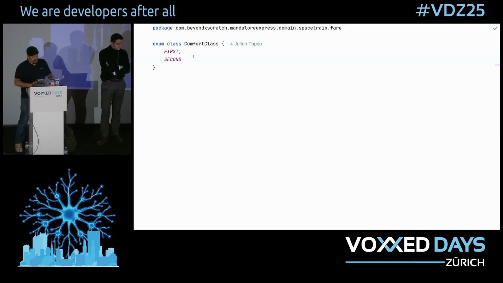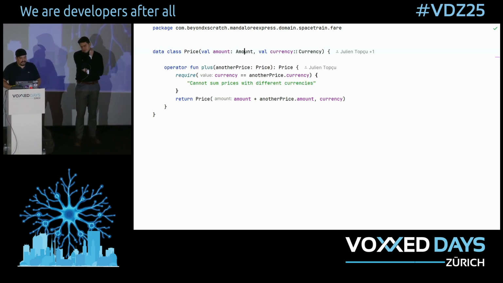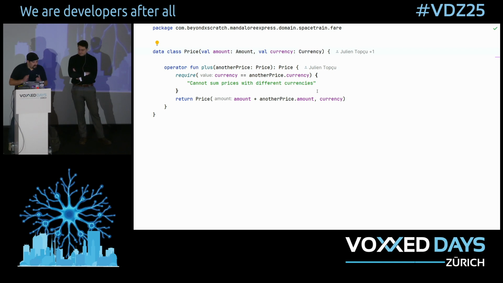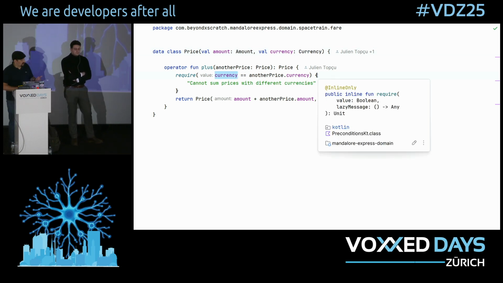No, of course not. Obviously not. Then here we have the price. In the price we have the amount and the currency. I'm pretty sure we won't keep all those things together for the booking. Sure. Here we have the ability to sum prices, and if we do, we'd like to make sure their currency match.